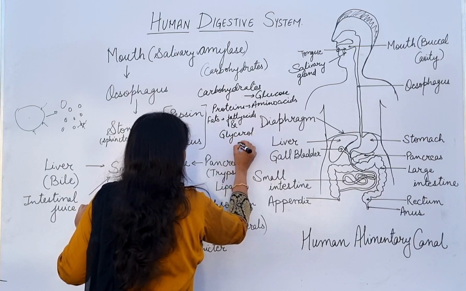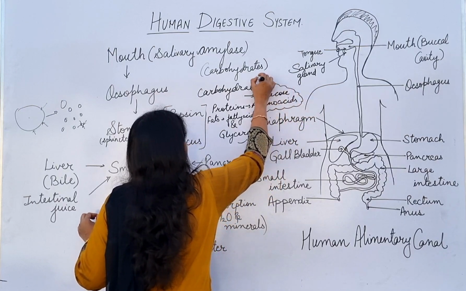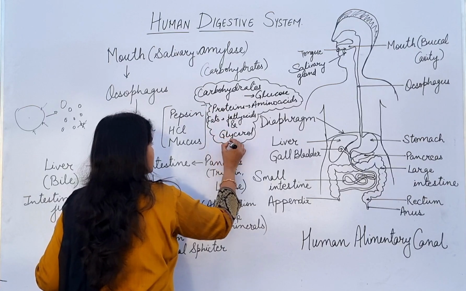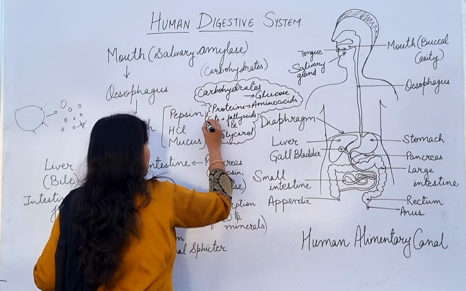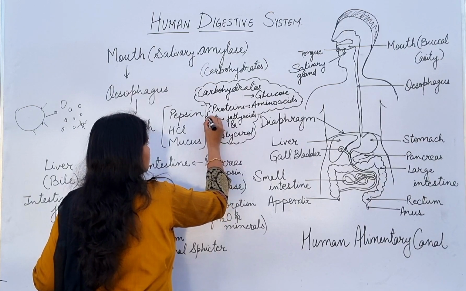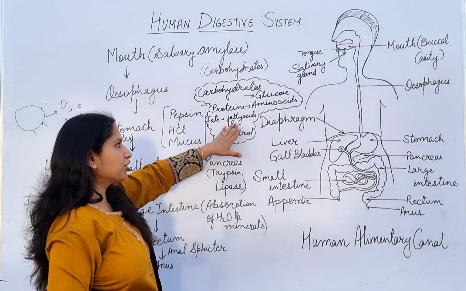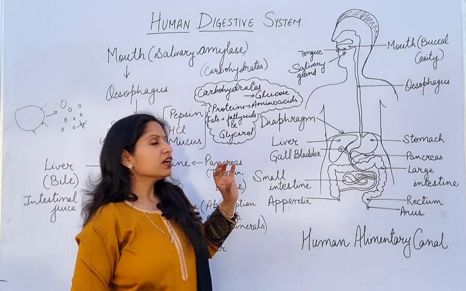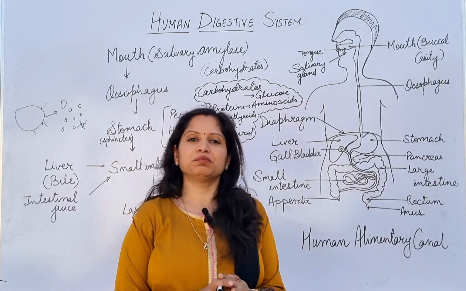Remember that. In the small intestine all the food is completely digested. The digestion of all the food items is completed, and all the carbohydrates are converted to glucose, all the proteins are converted to amino acids, and all the fats are converted to fatty acids and glycerol. That will be there in the small intestine. Now everything is digested completely.